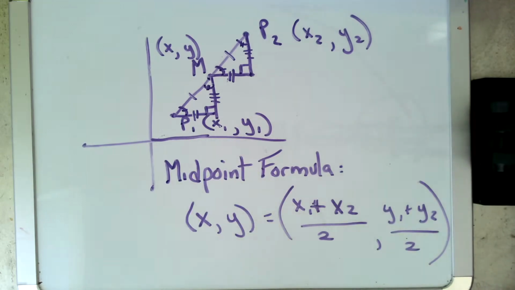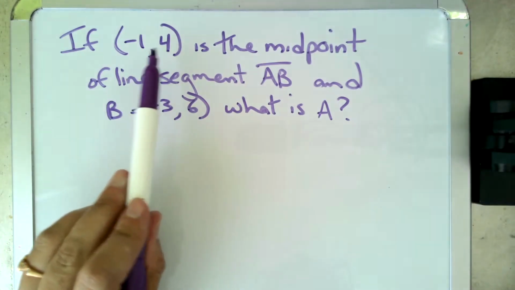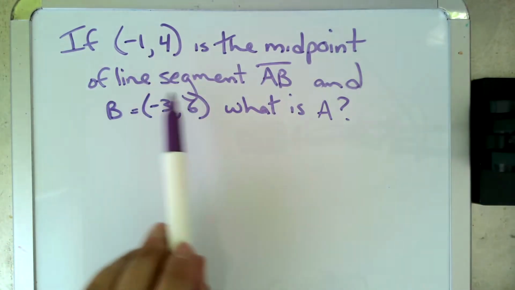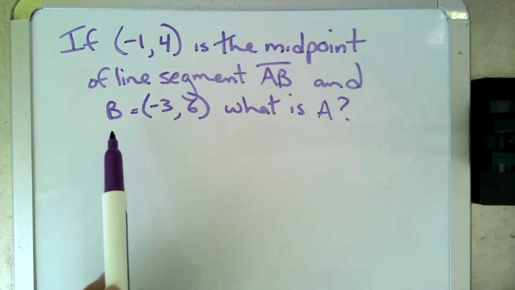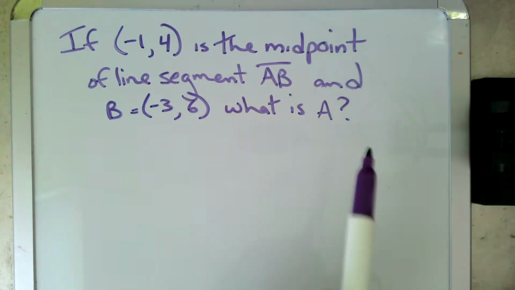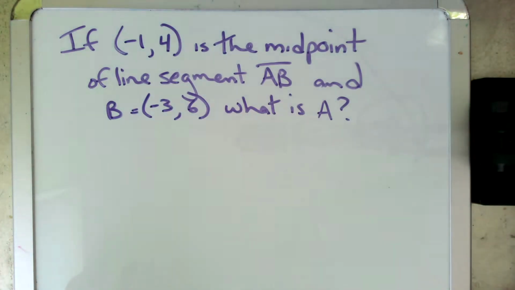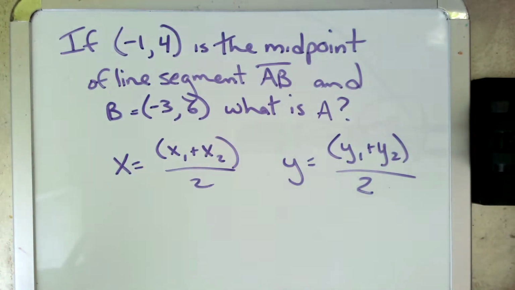Now, let's go ahead and apply this, and I'm going to jump straight to the most difficult application. If -1 comma 4 is the midpoint of line segment AB, and B is -3 comma 6, what is A? And students flip out. So here's how you do it. You separate your midpoint formula into two different formulas, one of which solves for x and one of which solves for y. So that would look like this.